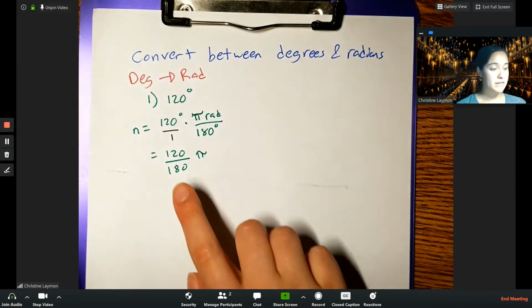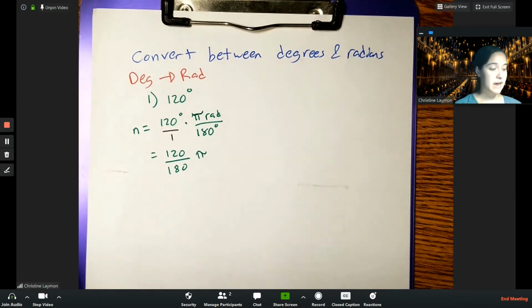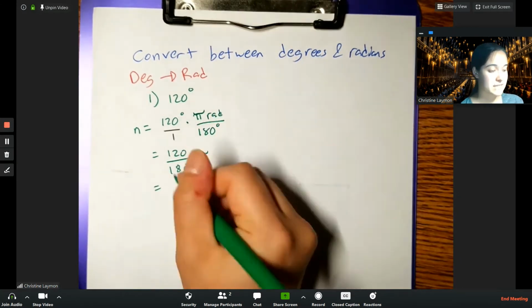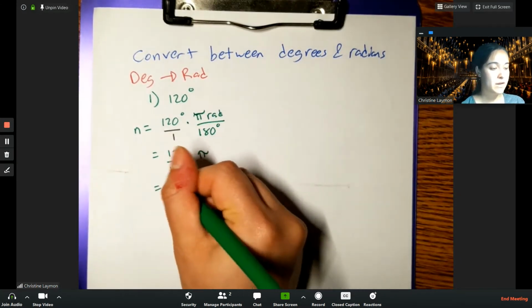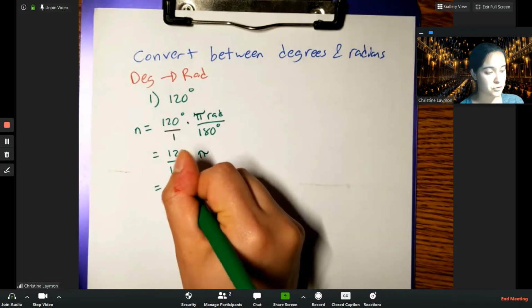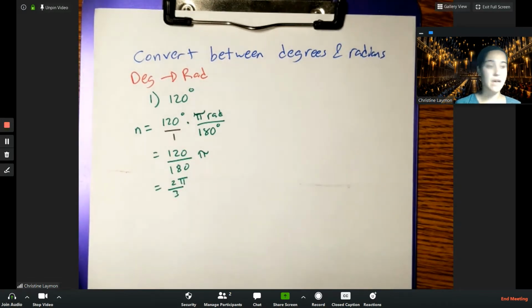I want to go ahead and simplify this. Notice that I can divide top and bottom by 60. So if I do that, 120 divided by 60 is 2. 180 divided by 60 is 3. So I have 2 pi over 3. That is the value in radians. So that's one way to do it. I'm going to show you another way also.